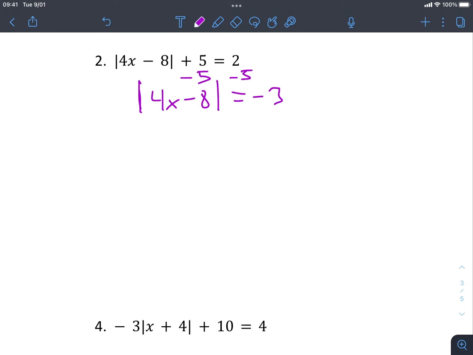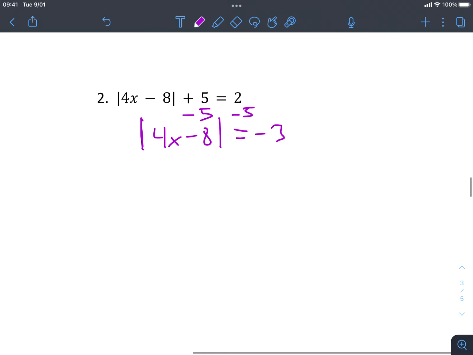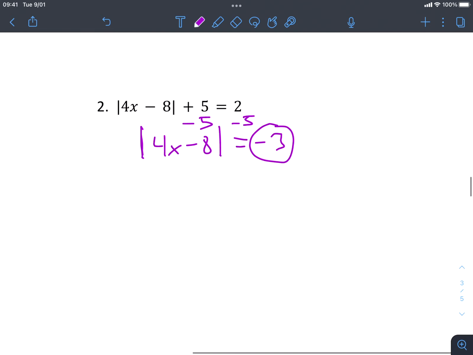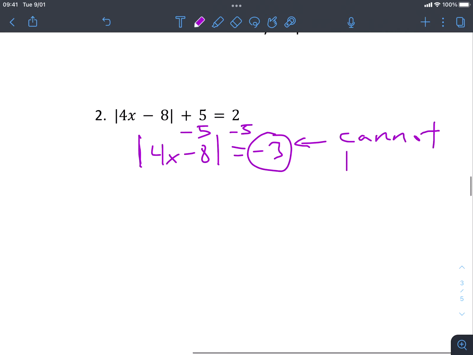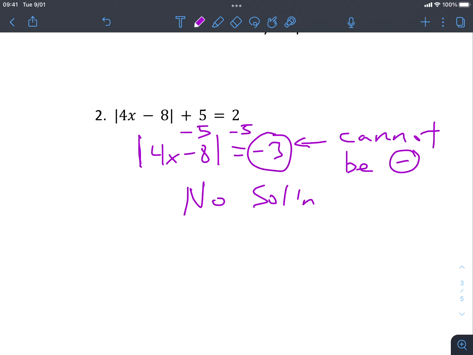Like we looked at in the previous lesson, whenever I take the absolute value of something, I'm never going to get a negative number. So there's no value of x that would fit into this equation in order to make this equation work. I'm never going to get a negative number. So what I would do is circle this right here and say cannot be negative. So this is no solution. I leave it like that. I can't solve it.